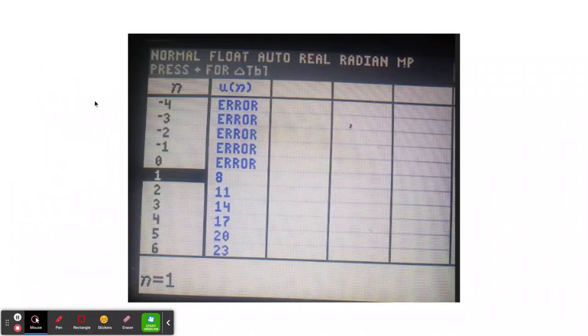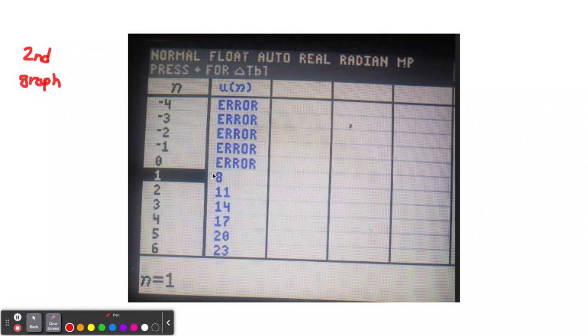Now after you do that, you're going to press second graph. And it'll give you all the possibilities of what term you're looking for. Second graph. So let's write that down here. Second graph. And this should pop up.